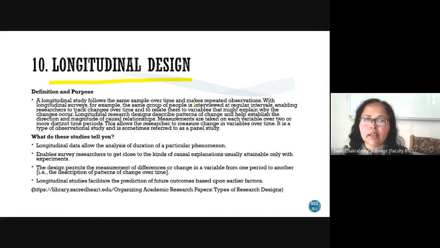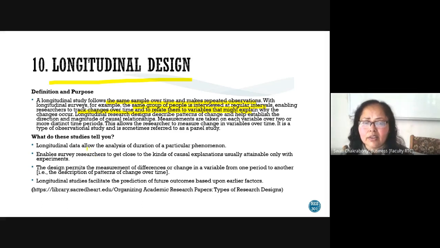10th, longitudinal design. It follows the same sample over time and makes repeated observations. Here, the same group is interviewed at regular intervals, which enables the researcher to track changes over time and to relate them to variables that explain why the changes have happened. It describes the patterns of change and helps establish the direction and the magnitude of these causal relationships. These measurements are taken for each variable over two or more distinct periods of time, which helps a researcher to measure the changes in variables over time. It's a type of observational study and sometimes referred to as a panel study.